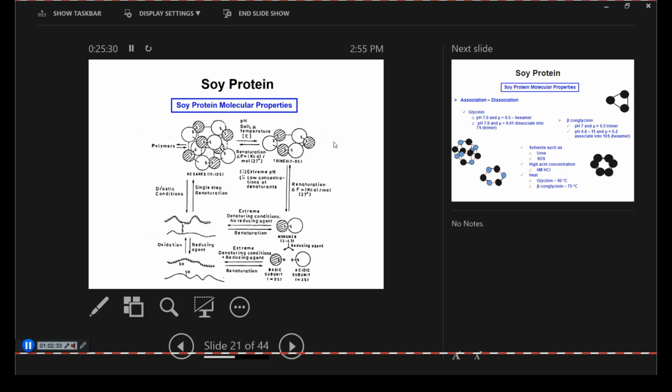Okay, so what happens here: this is the hexamer when you have an ionic strength of 0.5. That's your natural hexamer that is present. Then changing the pH and salt, reducing the salt concentration, or increasing the temperature breaks hydrogen bonding and electrostatic interactions. So basically, this will result in the hexamer dissociating into trimers.